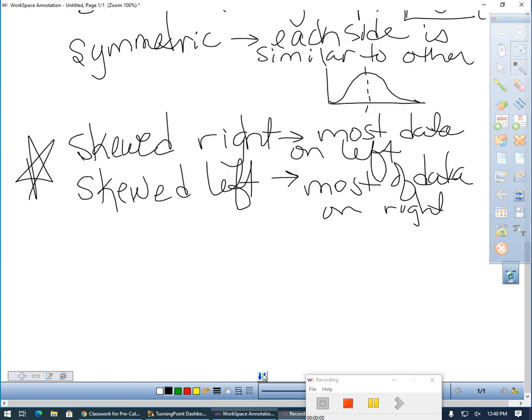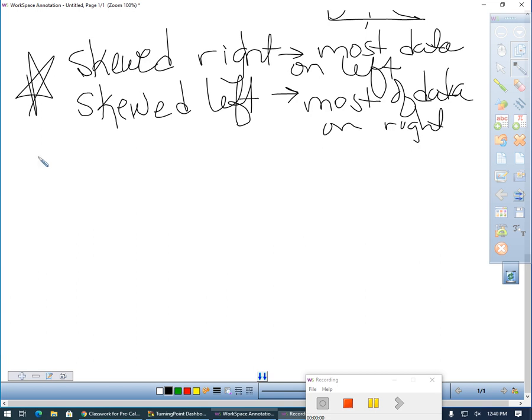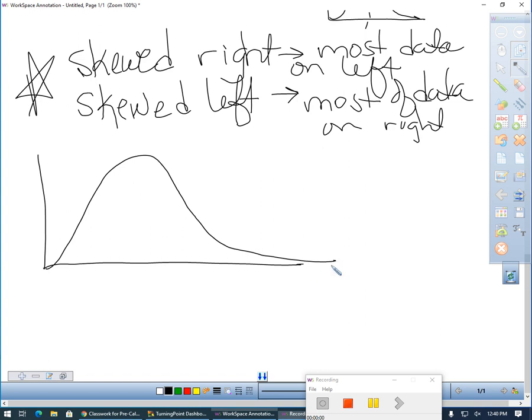So, for example, if you got data that looks like this, you see most of the data is more on the left-hand side, right? We would say this is got most of the stuff all together. We could say this is unimodal.